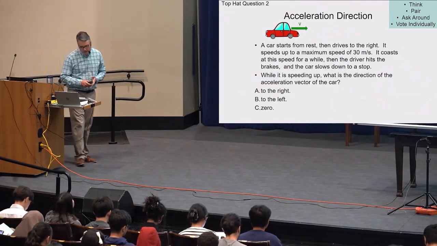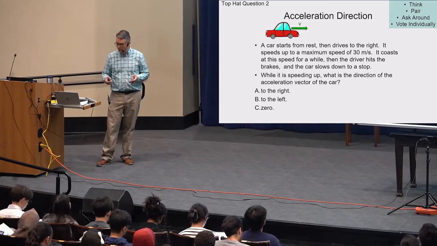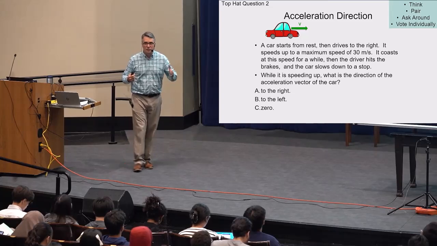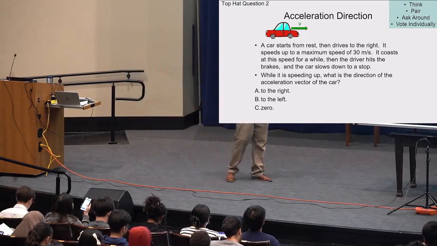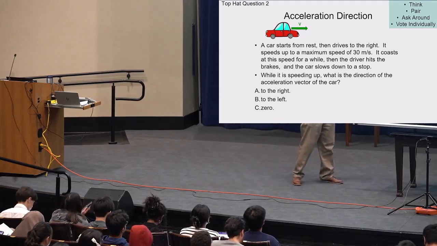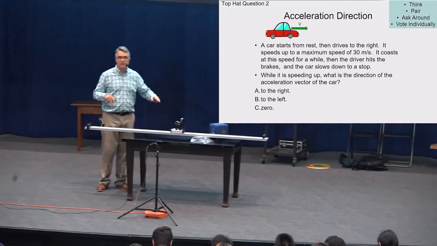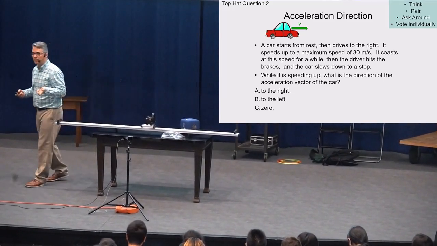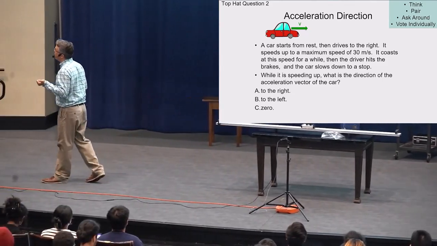Is saying, okay, a car starts from rest. Maybe it was at a stop sign, and then it starts, and it speeds up, gets to a maximum speed of 30 meters per second, then it coasts at that speed for a while, and then sees another stop sign, slows down, and stops. So I'm going to ask you for those three portions of the motion. If it's speeding up, what is the direction of the acceleration vector of the car?